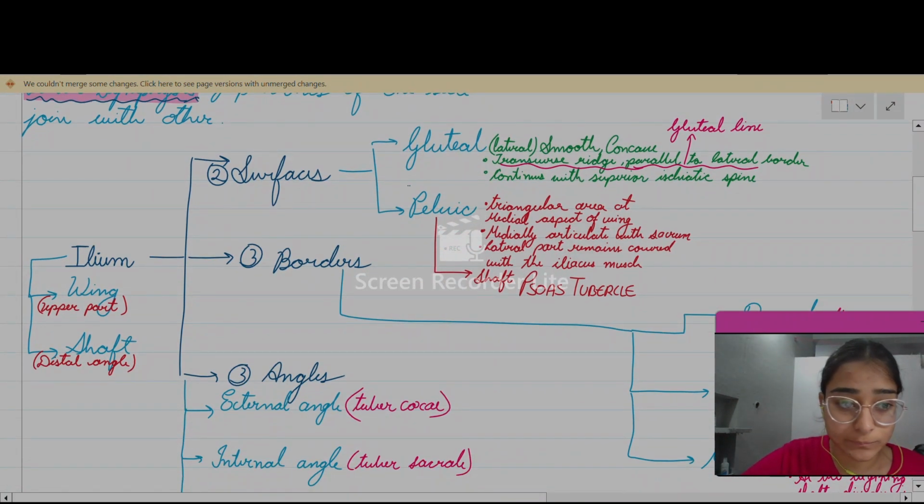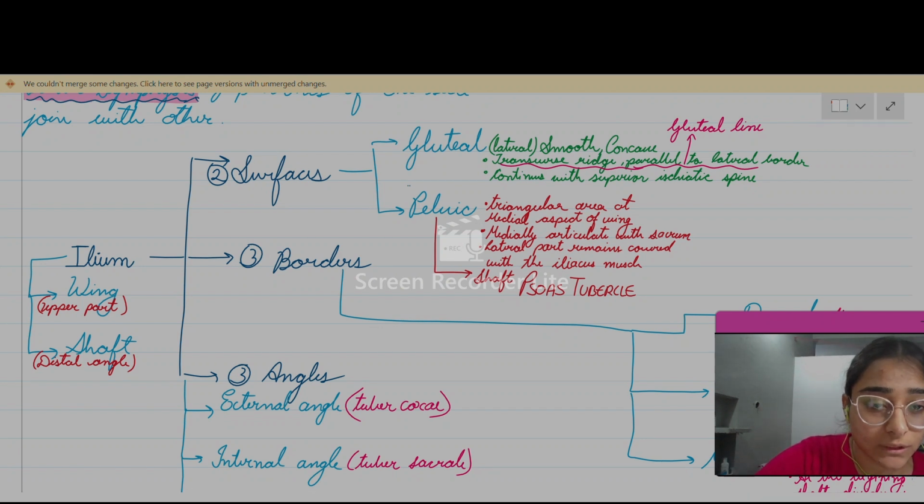Ilium. Ilium is also called the upper part. Ilium, which is the upper part, we can also name it as wing. It is made up of wing, upper part and distal angle shaft. It has got 2 surfaces, 3 borders and 3 angles.